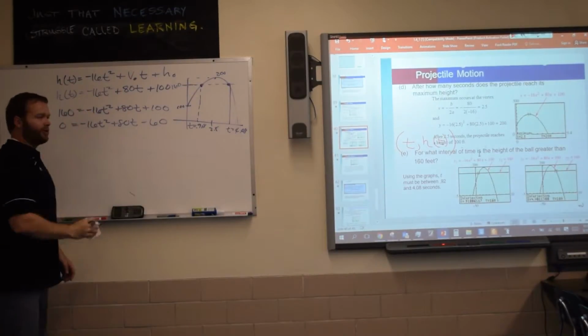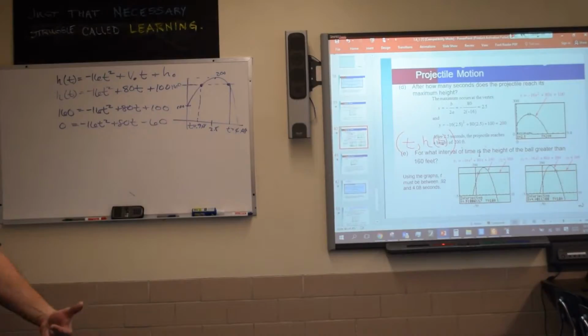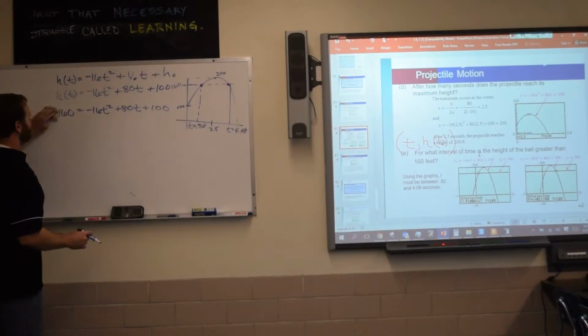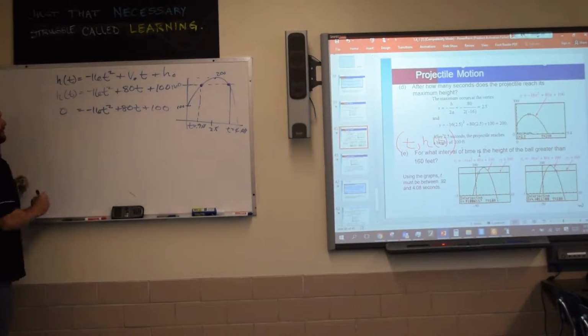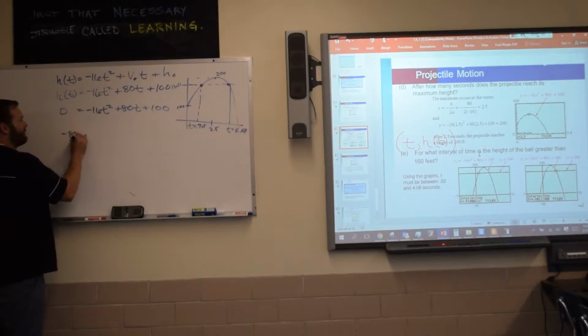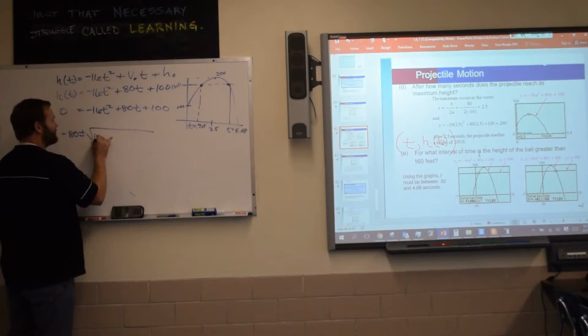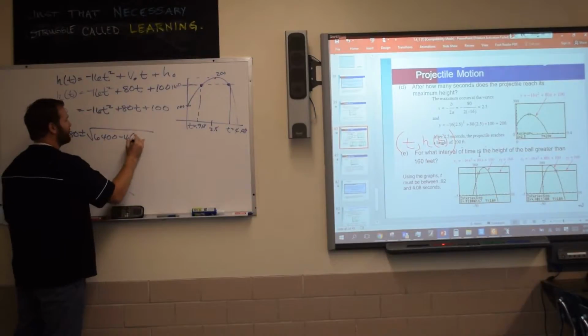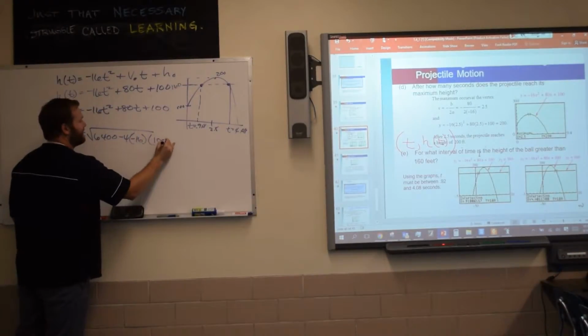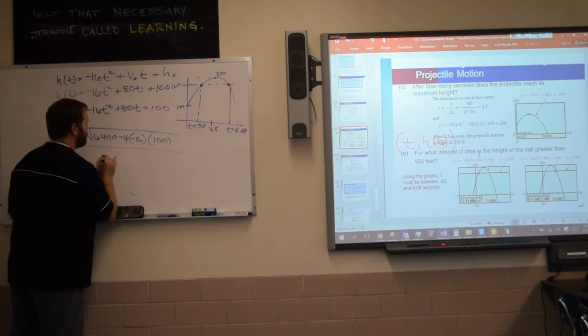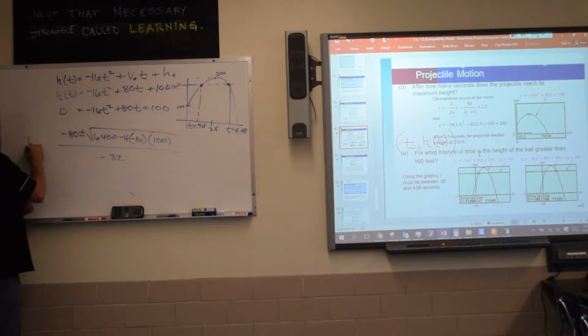When they say return to the ground, they're implying what your y value should be. What y value, or h of t value, should I have when I hit the ground? Zero. So instead of this being 160, it's now 0. Now we just do the quadratic formula again: the opposite of b plus or minus the square root of b squared minus 4 times a times c, now at 100, all over negative 32. That'll be my time.